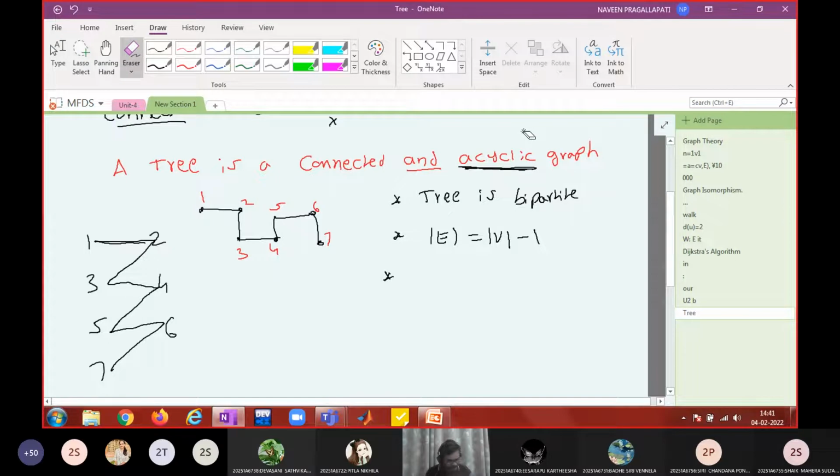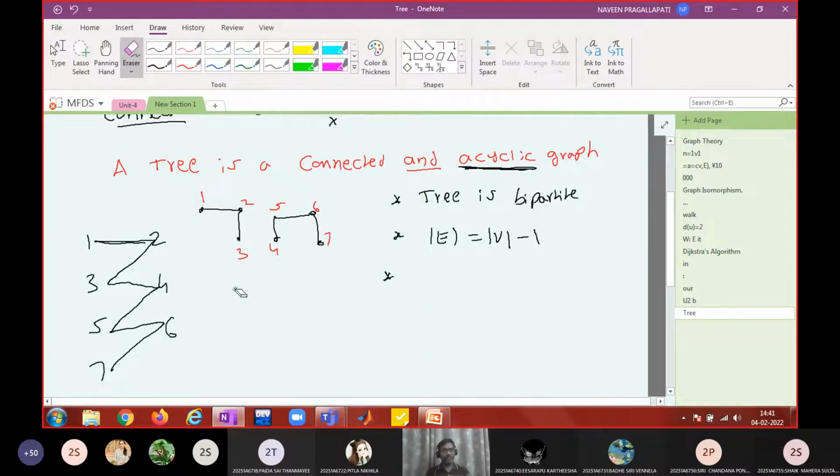And what can you say about edges? What kind of edges they are? Observe these edges and tell me. If I remove this edge, what happens? How many components you are seeing now? 2 components, sir. So what is that edge called? Cut edge. Remove this. Disconnected, right? Therefore, it is a cut edge.